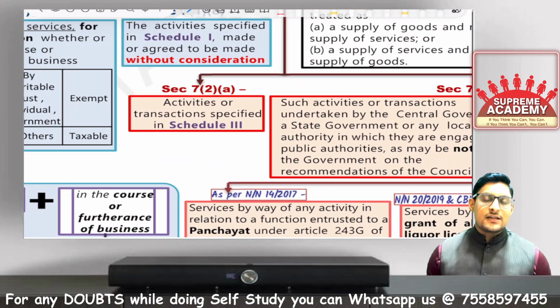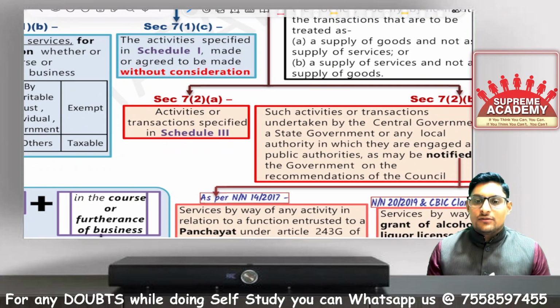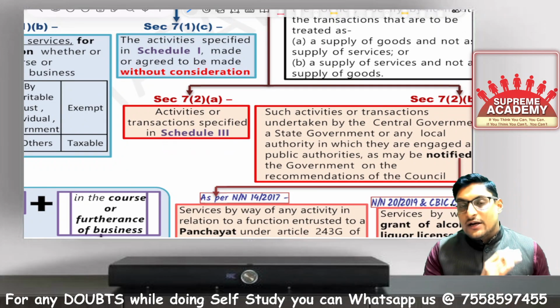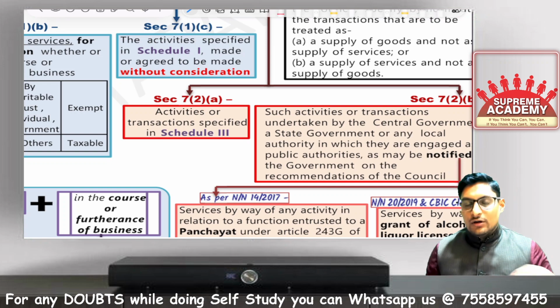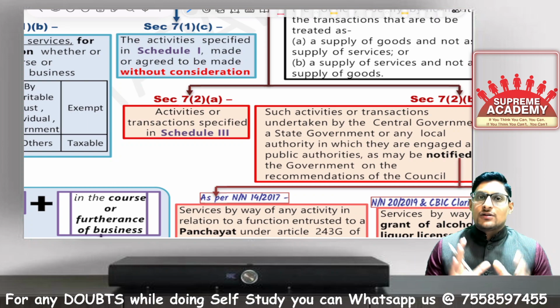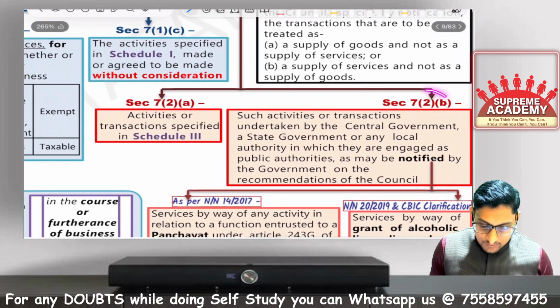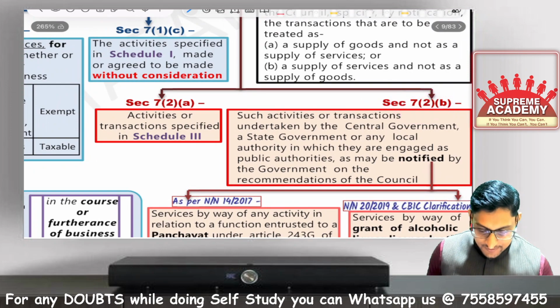7.2a talks about schedule 3. So how many schedules have we seen up till now? Schedule 1, schedule 2 and schedule 3. Now schedule 3 tells that any activities that are specified in schedule 3 will be excluded from the definition of supply. Though it is a supply, we are not going to consider it under the definition of supply for the purpose of this act.